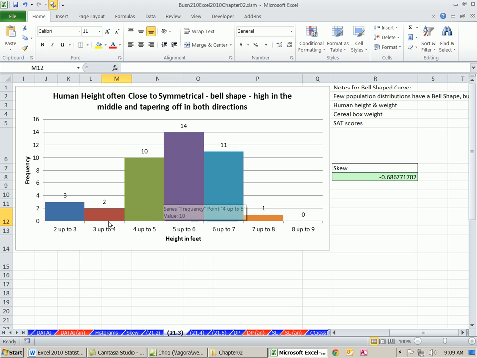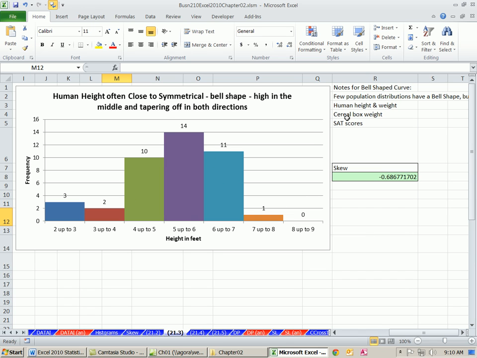21.3. This is the bell-shaped one. Other possible populations that are bell-shaped: human weight and height, cereal box weight. Later we'll have some examples in this class of a machine filling weights. You can imagine the machine is just filling thousands of boxes of cereal. If this said 10 grams or 10 ounces or whatever, most all the boxes are going to be right in the middle, but a few will be in this direction, a few in this direction.